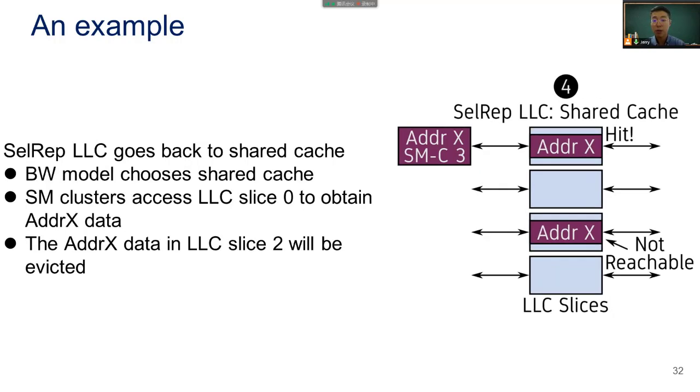Finally, CREP LLC decides to revert to the shared LLC organization. All requests for cache line X are now routed to LLC slice 0. The replica in LLC slice 2 is no longer reachable and will eventually be evicted based on the LLC replacement policy.